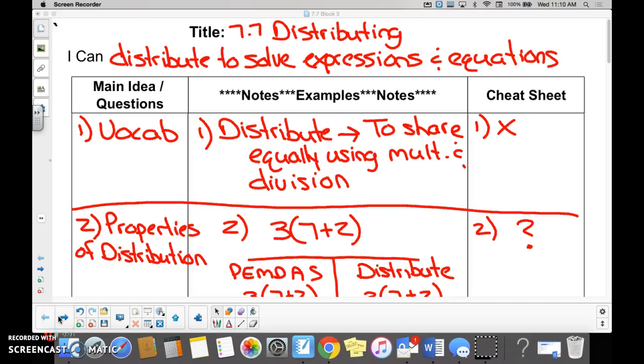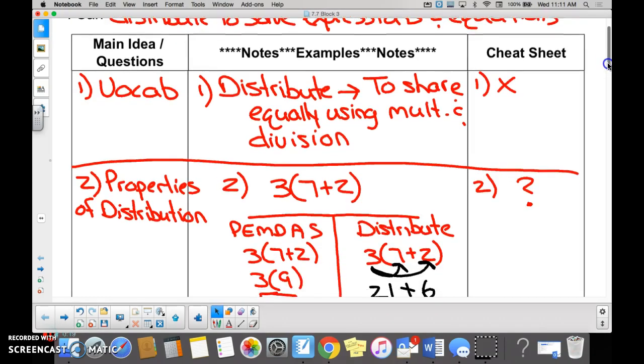11.7: I can distribute to solve expressions in place. Thank you, Madeline. Well done. Distribute. Excuse me, iPad should be down. To distribute means you are sharing what? You're sharing equally, either using multiplication or division.